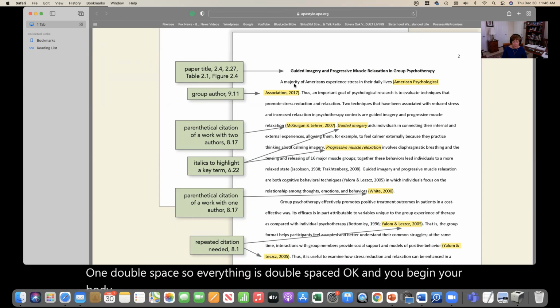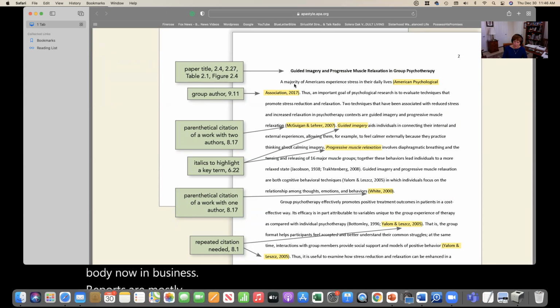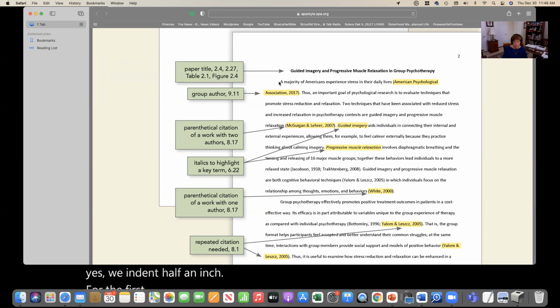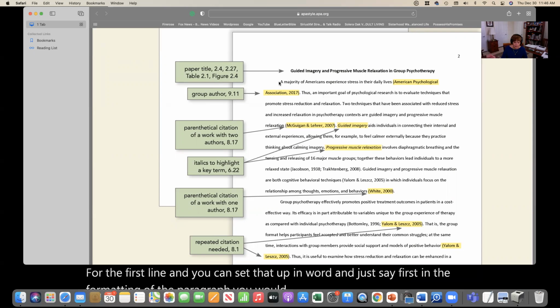Now in business, reports are mostly written single spaced, and you skip a space between the paragraphs, and there is no indentation in the first line. But in APA format, yes, we indent 1/2 inch for the first line, and you can set that up in Word and just say, in the formatting of the paragraph, first line indented 1/2 inch, okay?